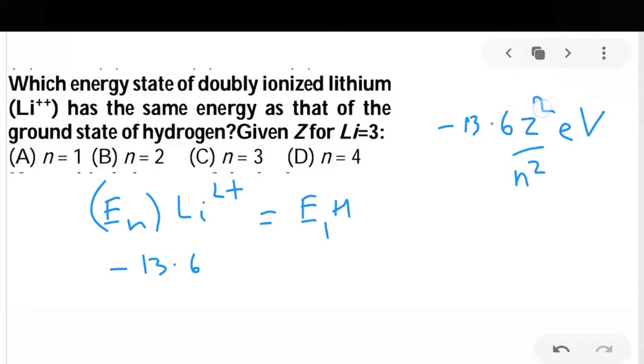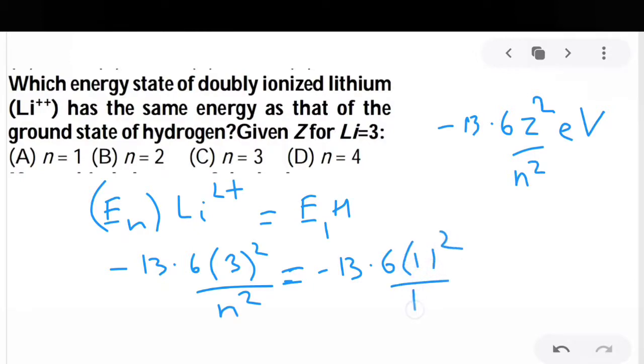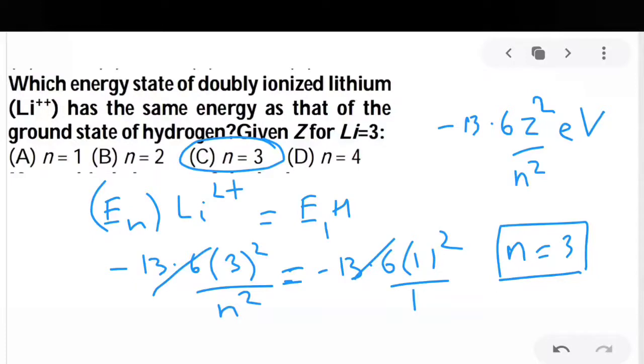The energy formula is minus 13.6 Z square by N square electron volt. So for lithium, Z is 3, so this is 3 square divided by N square. This is equal to the ground state of hydrogen, so minus 13.6. For hydrogen, atomic number is 1, so 1 square divided by 1. So this gets cancelled. N square is equal to 3 square, so that gives N equal to 3. So option C is the correct answer.